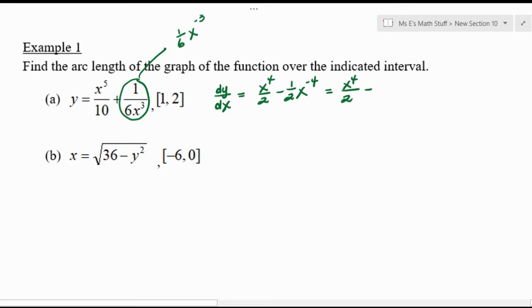And actually, you know what's funny is I'm better off with it because I'm going to use my calculator later. So I'm actually better off with it like that as opposed to writing it without a negative exponent.